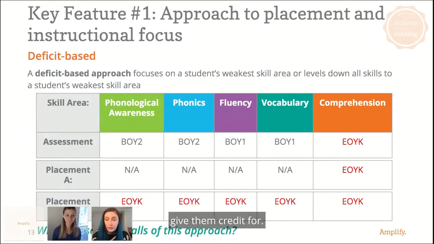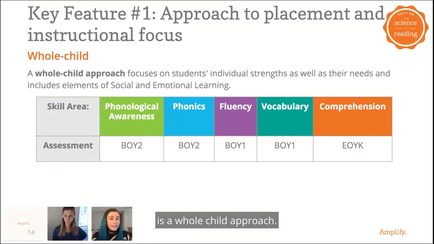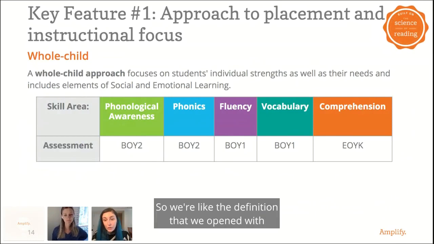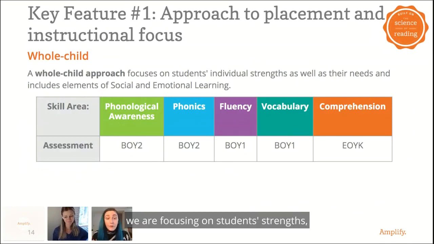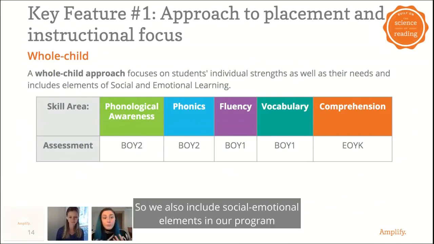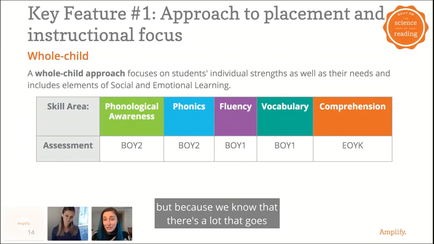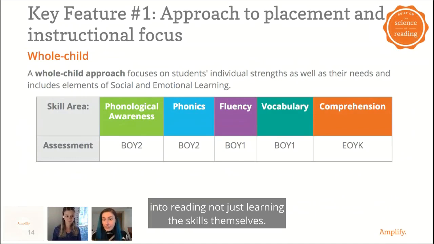So the other approach, and this is the approach that we take, is a whole child approach. Like the definition that we opened with, we are focusing on students' strengths, allowing them and pushing them forward alongside scaffolding and supporting them in areas where they are struggling. We know that approach is really going to help students in their learning and also their confidence. So we also include social and emotional elements in our program, which you can learn more about later on, because we know that there's a lot that goes into reading, not just learning the skills themselves.